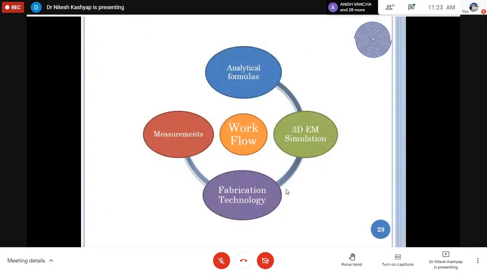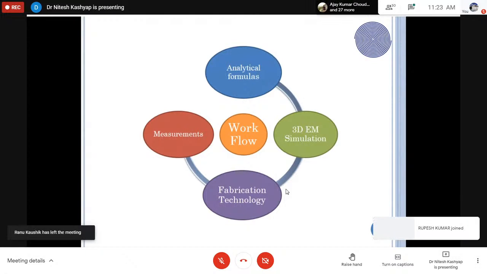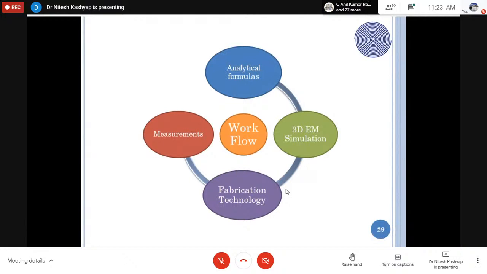Now, antenna design needs some analysis and some effort to design the proper antenna, or the antenna we use for the system.